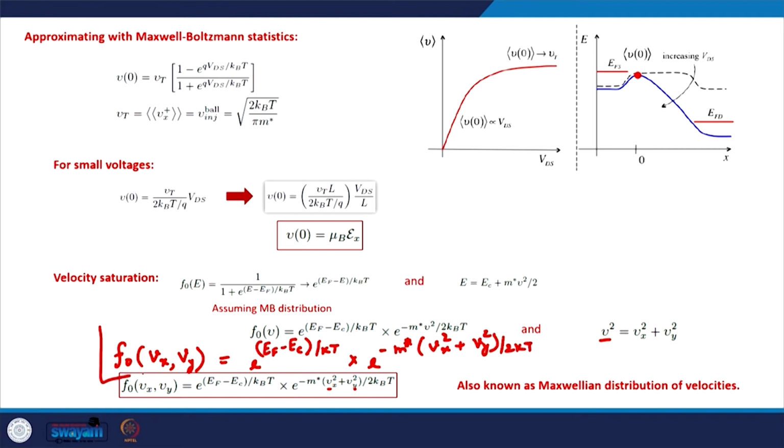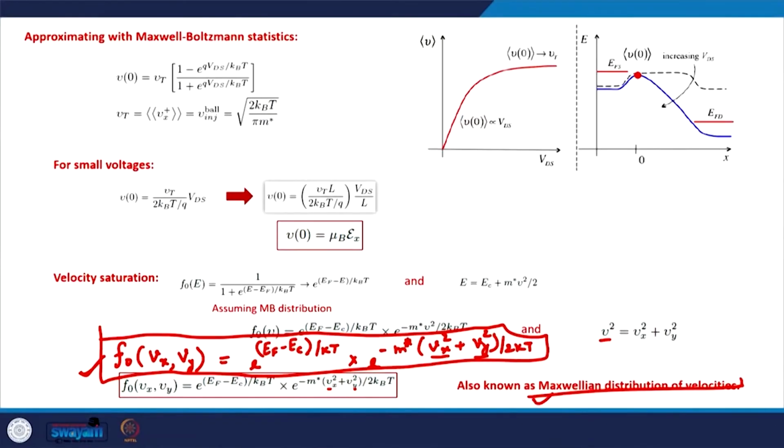So this velocity distribution function, which is also known as the Maxwellian distribution of velocities, is the probability that a certain electron will have the Vx velocity in the x direction and Vy velocity in the y direction. That will be given by this function. That's why it is known as the velocity distribution function, also known as the Maxwellian distribution of velocities, because the Fermi-Dirac distribution has boiled down to the Maxwell-Boltzmann distribution in this case.